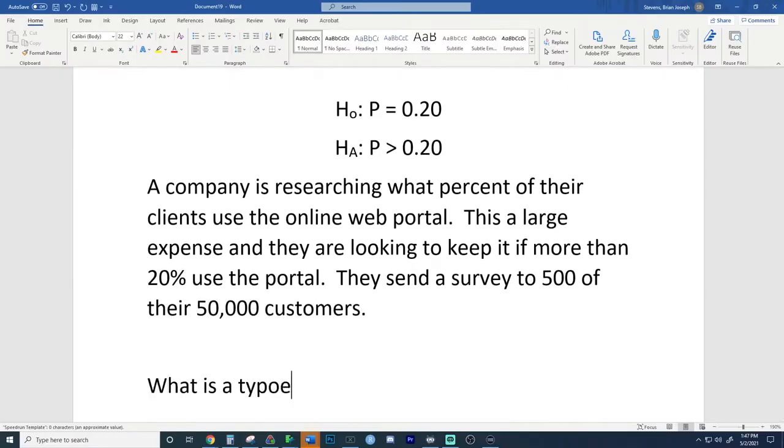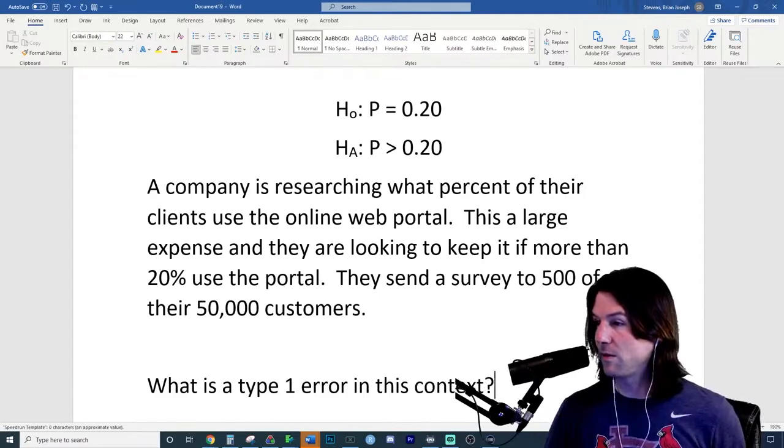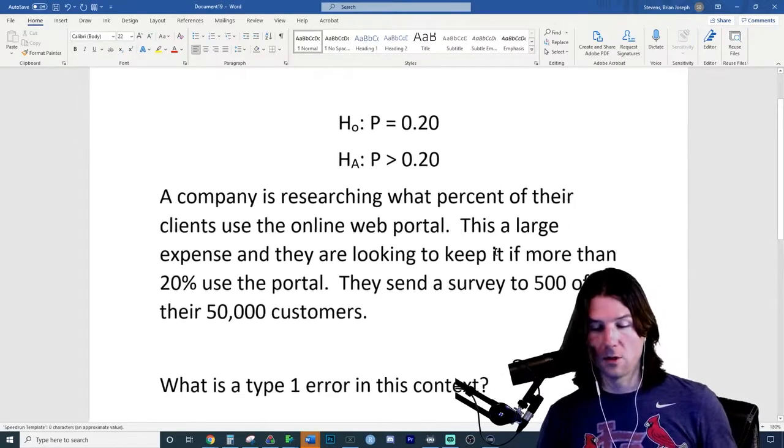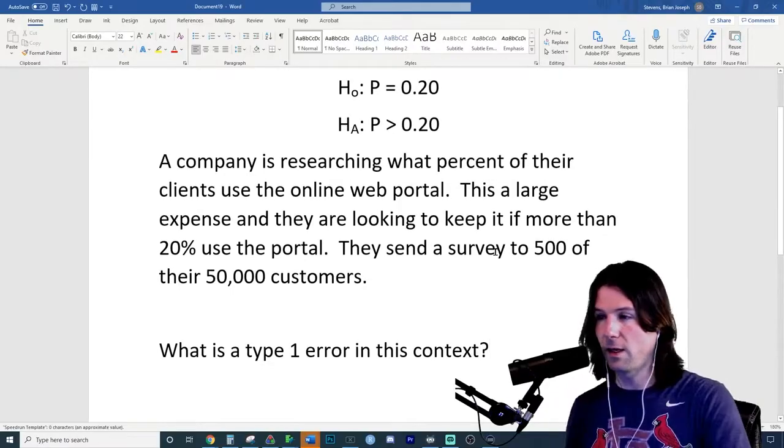What is a type 1 error in this context? Almost perfect. So what is a type 1 error in this context right here?